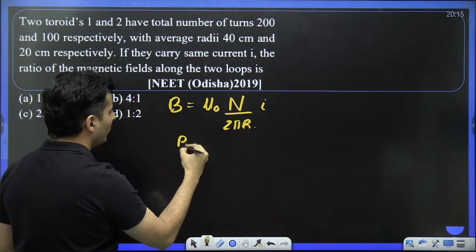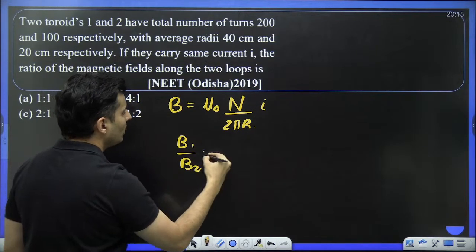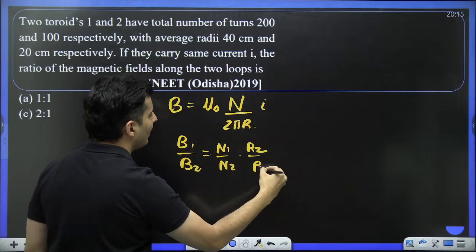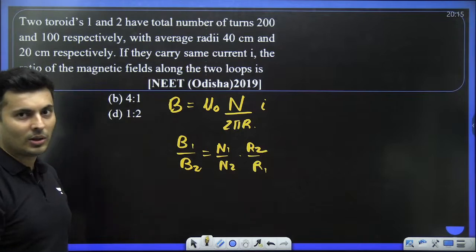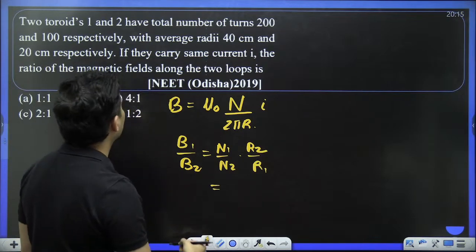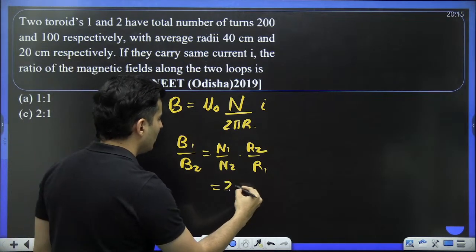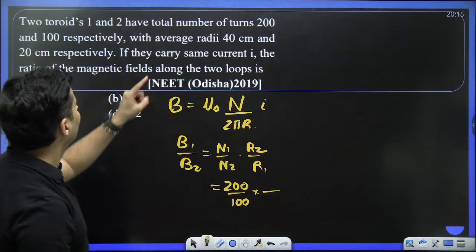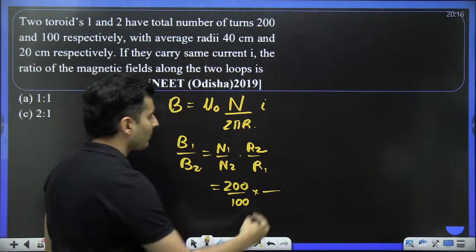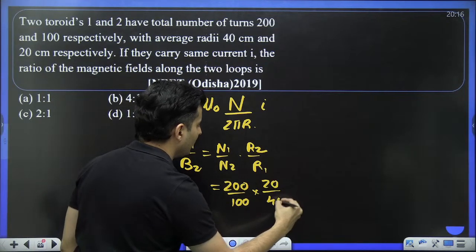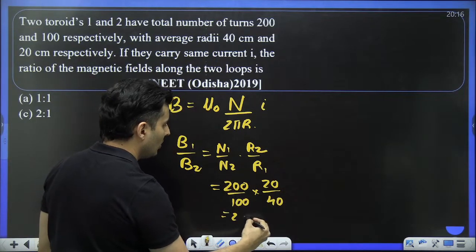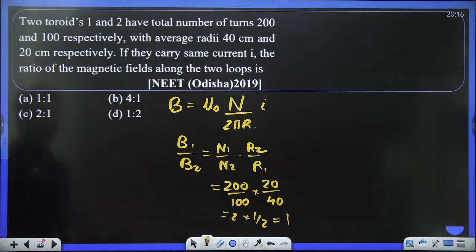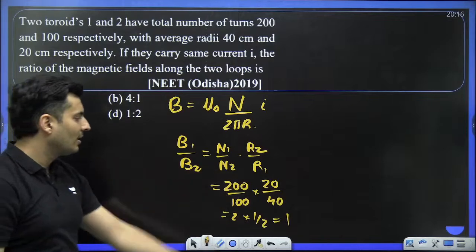current. So B1 by B2 will be N1 by N2 into R2 by R1, because it is inversely proportional to R. So what is N1 and what is N2? 200 and 100. What is R2 and R1? 20 and 40. Obviously this is 2, obviously this is half, so it will be 1. So 1:1 is the answer, which is A.